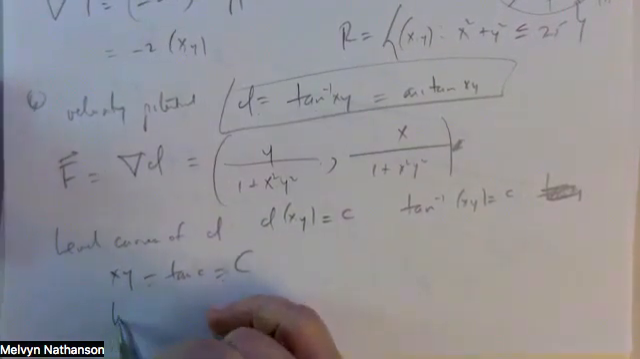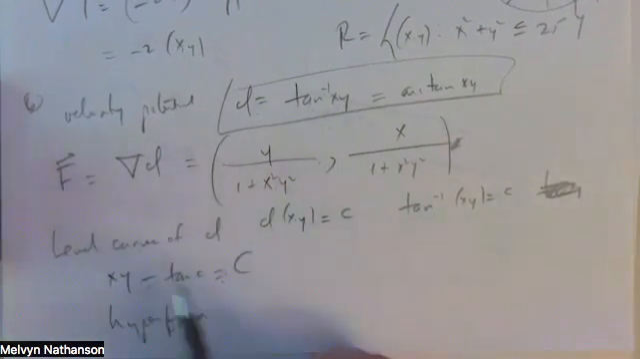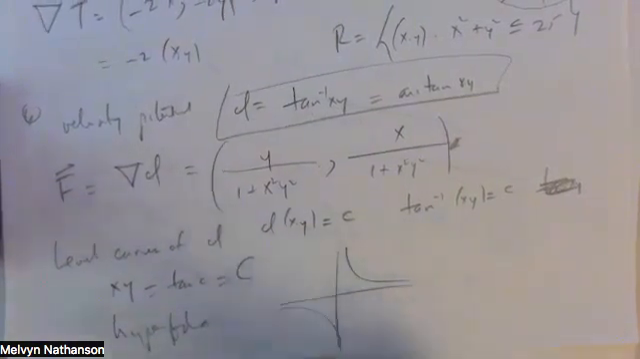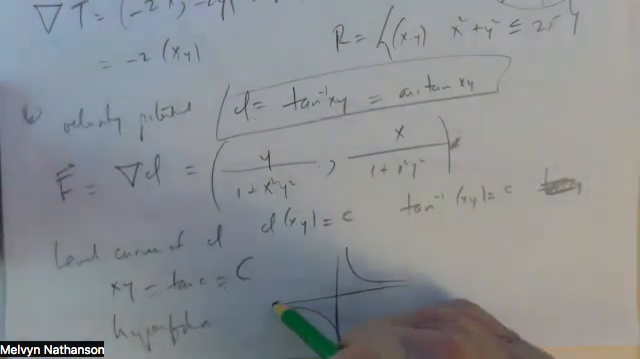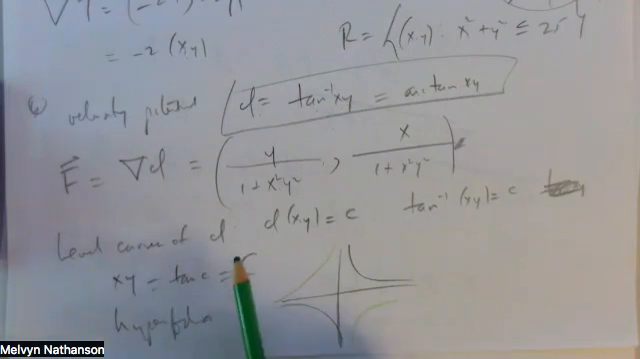What is this? This is a hyperbola. If C is positive, it's a hyperbola that looks like that. If C is negative, it's a rectangular hyperbola that looks like that. But the level curves of this function are hyperbolas.